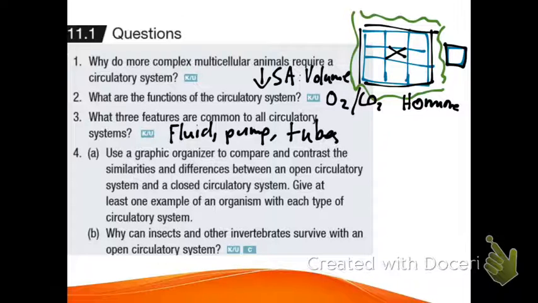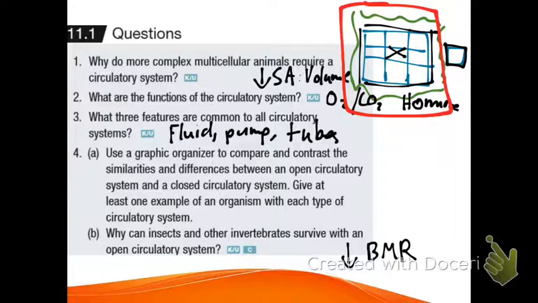Why can insects and other invertebrates survive? Well, they have a very low basal metabolic rate, so they do not require a rapid flow or rapid delivery of oxygen and nutrients, because they don't really do respiration as much. So they do not need to be incredibly efficient. They can get away with being a bit less efficient.